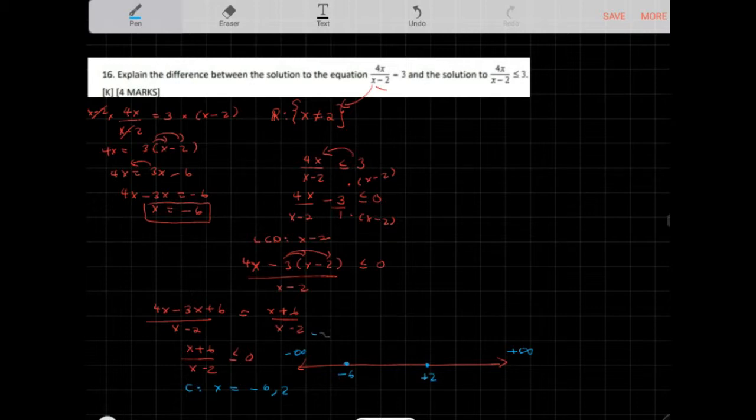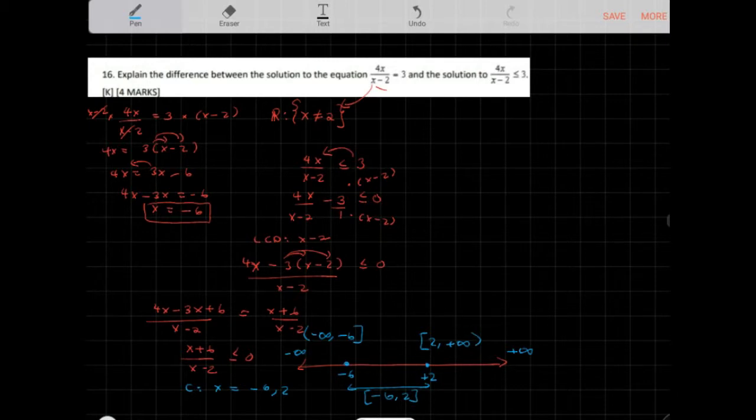So one of your intervals is negative infinity to negative 6. It should be inclusive because we have less than or equal to 0, so 0 also counts. Then negative 6 to positive 2. Once again, we're using square brackets because the points are inclusive, since we can look for values that equate to 0. And then positive 2 to infinity.